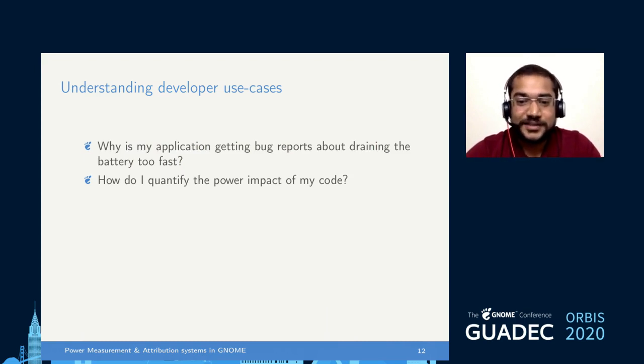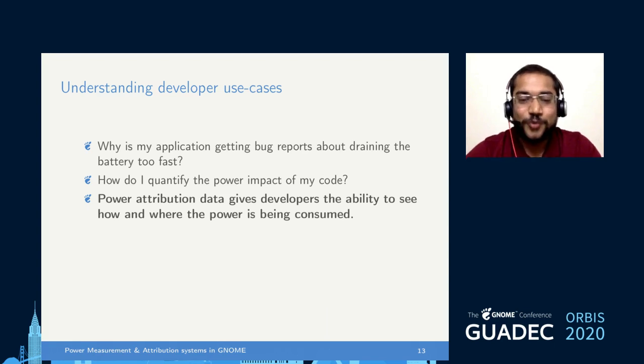And how do I quantify the power impact of my code? Now, this is a big question. As a developer, I don't think in terms of power. I think in terms of runtime, I think in terms of memory, but I don't think in terms of what is the power impact. So how can I quantify that? How can I actually put a number to the amount of energy that my application is going to consume?